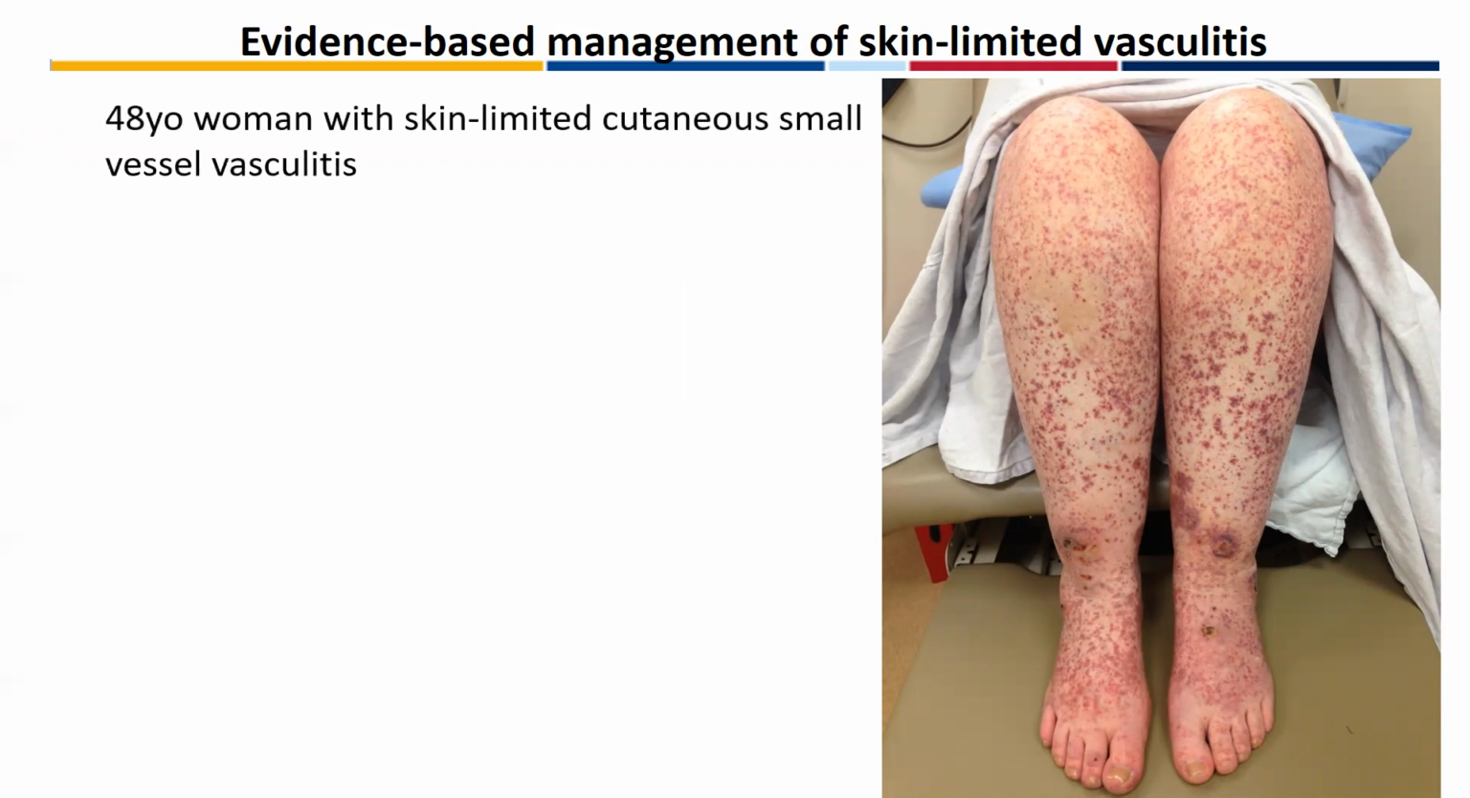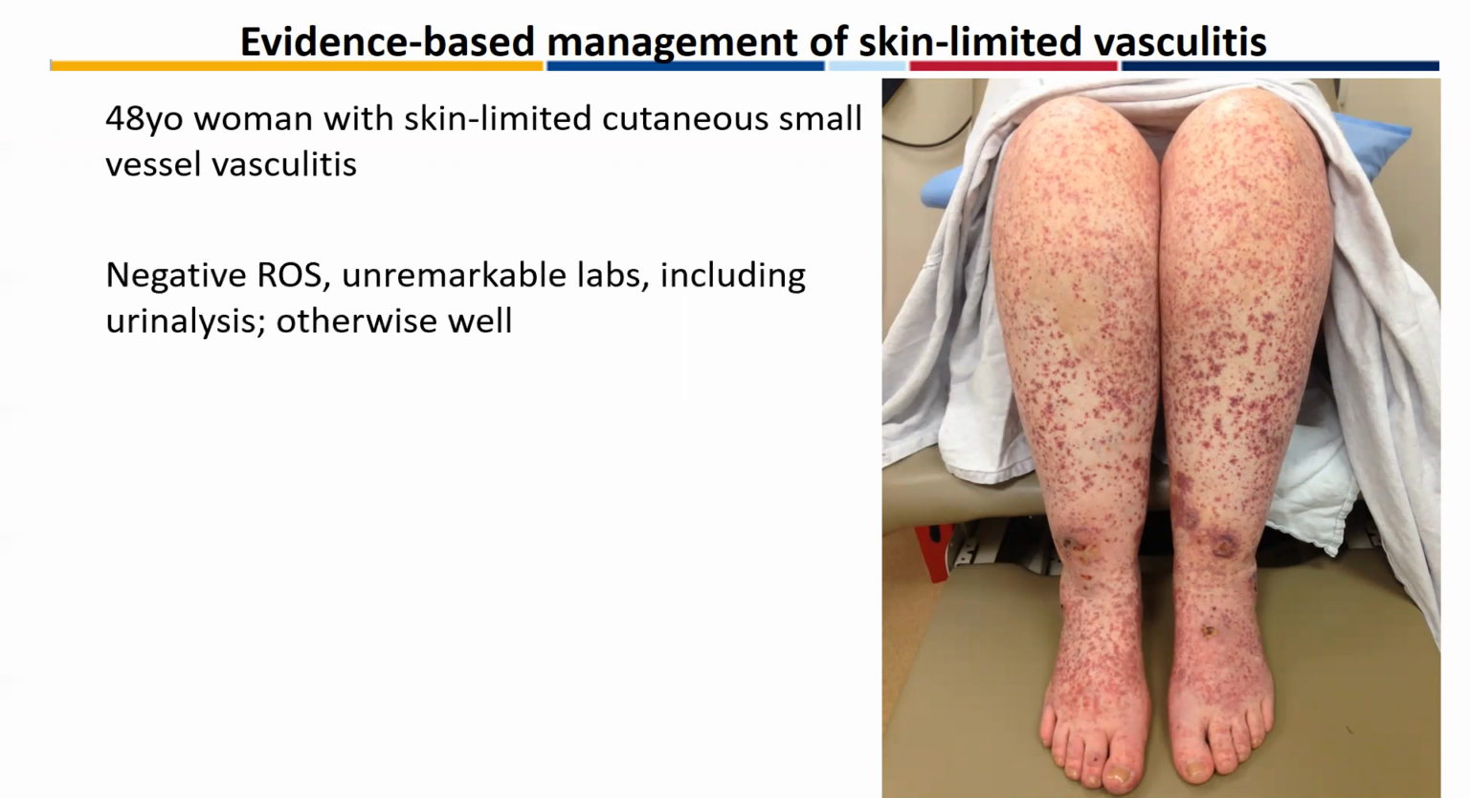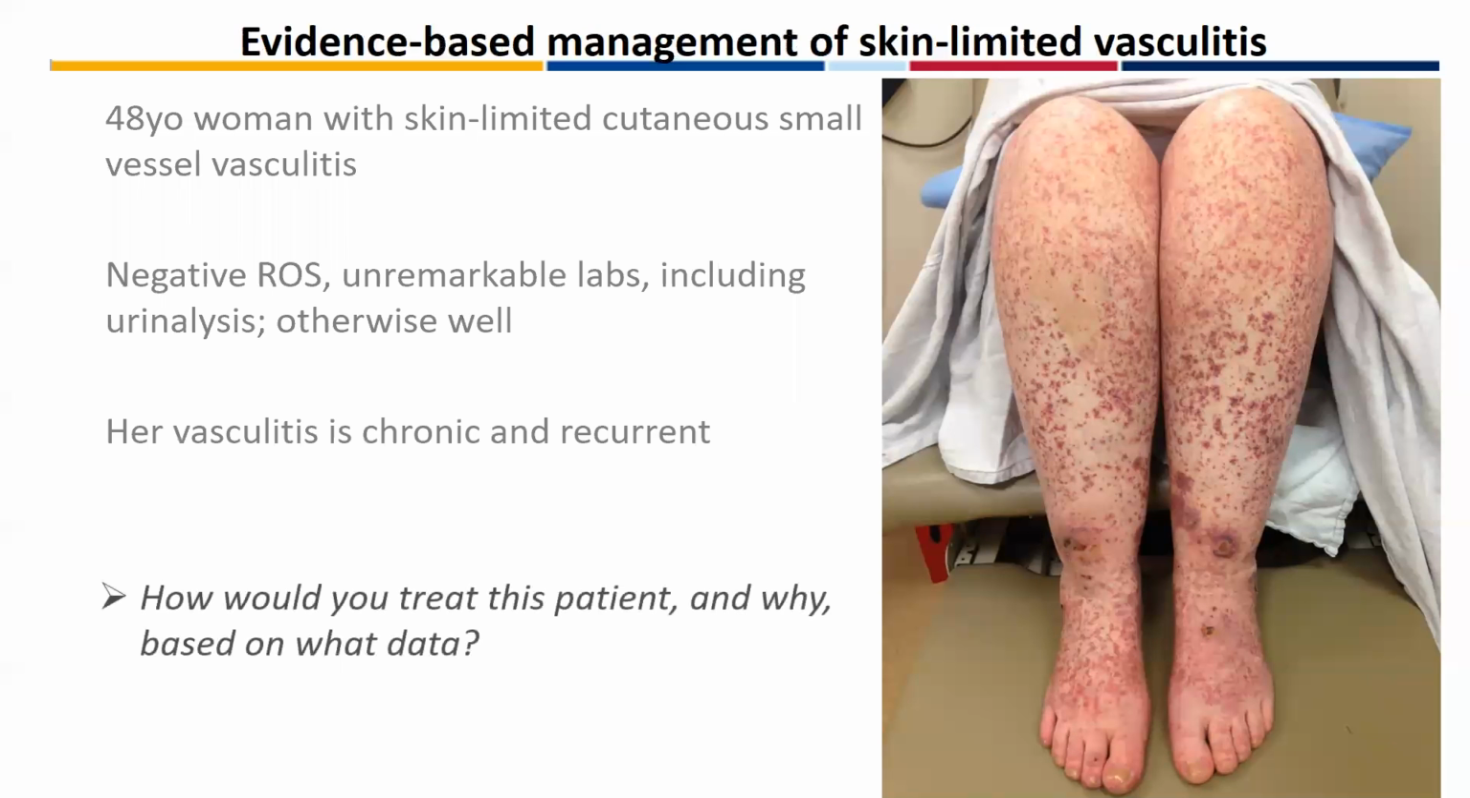So for this patient, 48 years old, skin-limited cutaneous small vessel vasculitis, negative review of systems, unremarkable labs, including UA, otherwise well, but with chronic and recurring vasculitis of the skin. How would we treat her? Why? Based on what data?